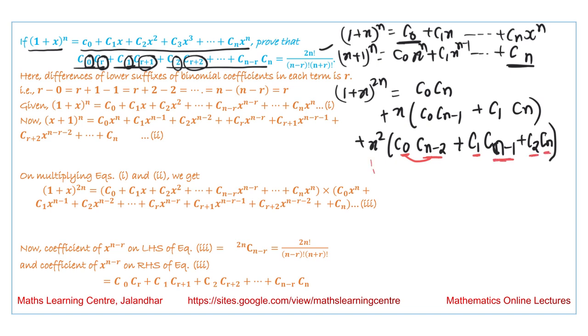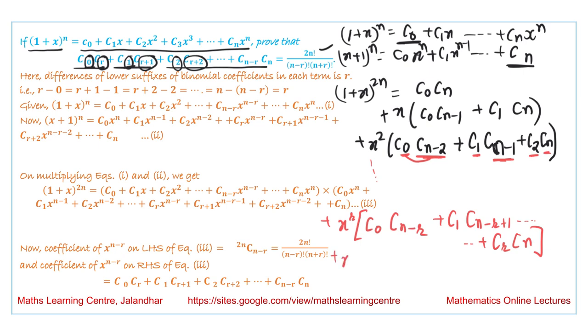So if we continue in this way and write x raised to the power r, we will have c naught with cn minus r, then plus c1 cn minus r plus 1, and so on up to the last term, which will be cr into cn.